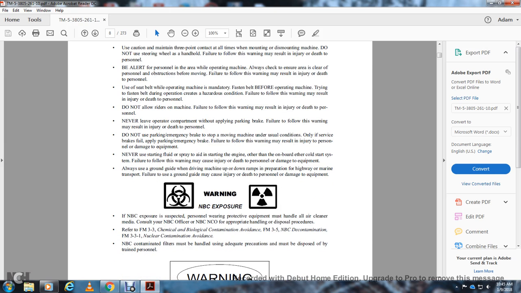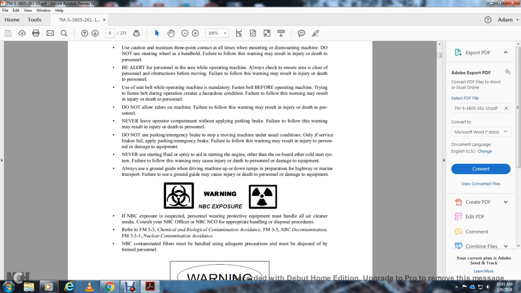Never use starter fluid spray to aid starting of the engine other than the onboard ether cold starting system. Failure to follow this warning may cause injury or death of personnel and damage to the equipment. Always use a ground guide when driving the machine up and down ramps, and in preparation for highway or marine transportation. Failure to use a ground guide may cause injury or death to personnel and damage to the equipment.